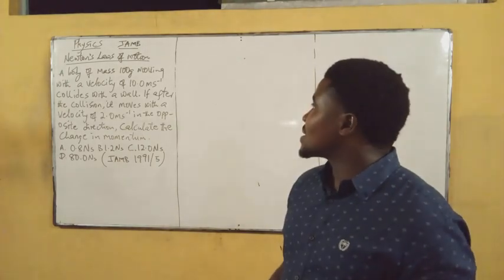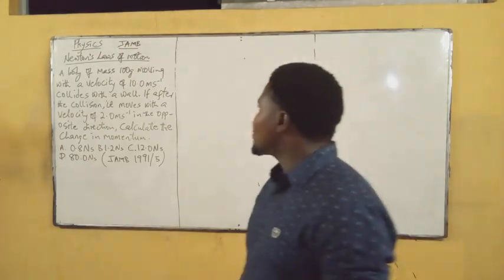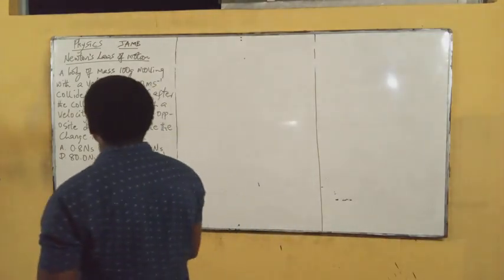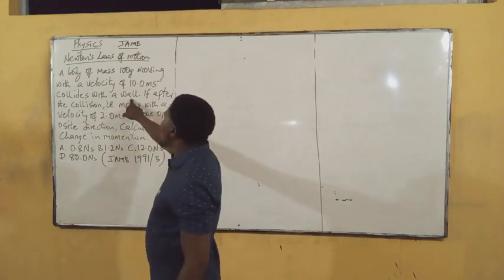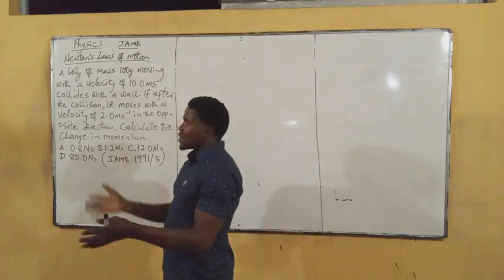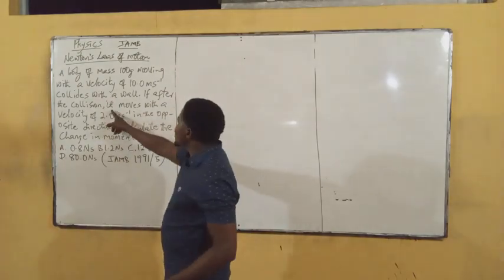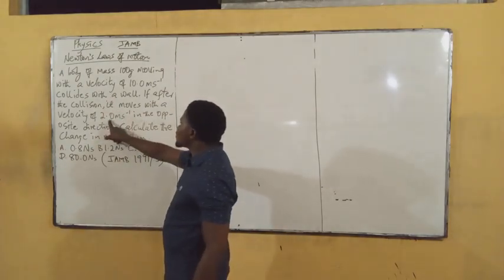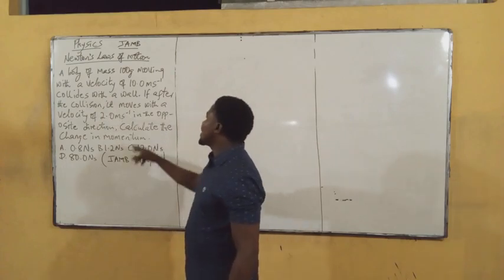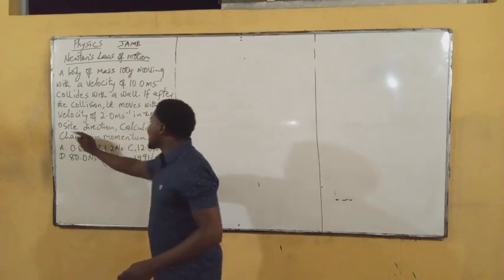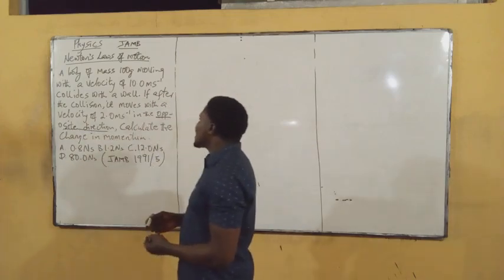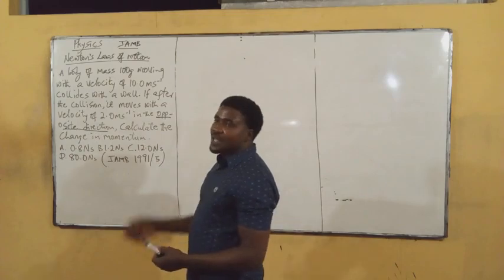The question says, a body of mass 100 grams, moving with a velocity of 10.0 meters per second, collides with a wall. Then, after the collision, it moves with a velocity of 2.0 meters per second in the opposite direction. Take note, in the opposite direction. Now, calculate the change in momentum.